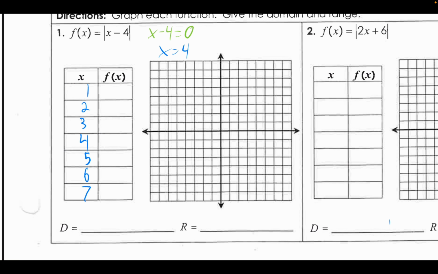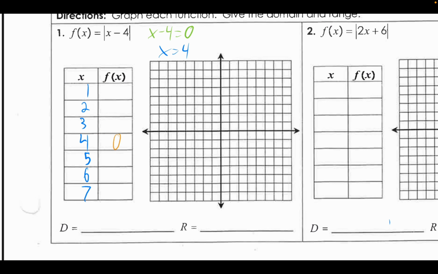Once again, I really could pick any 7 values that I want. I just know that it's going to be easiest if we do it this way. We're going to be able to see the most of this graph this way. And I'll show that being the case once we graph it. So if I plug each of these in, so for example, if I plug 4 in here, we end up getting the absolute value of 4 minus 4, which is 0.